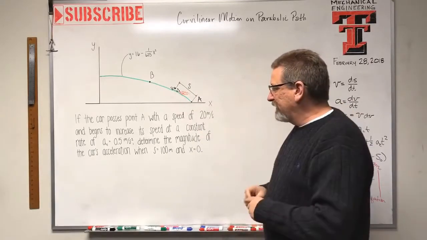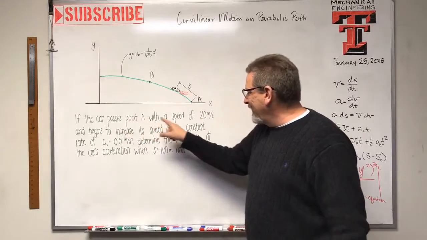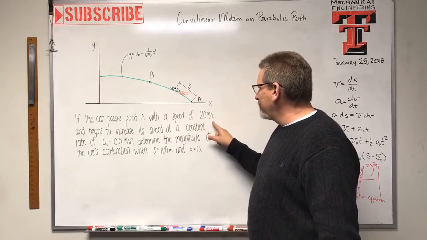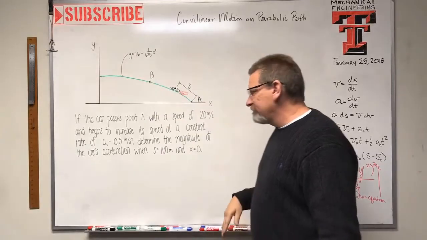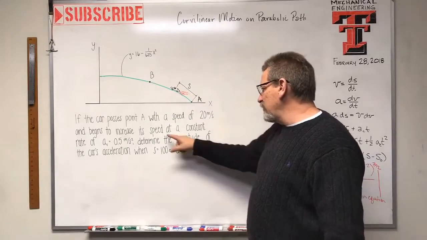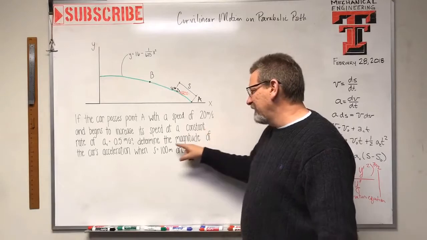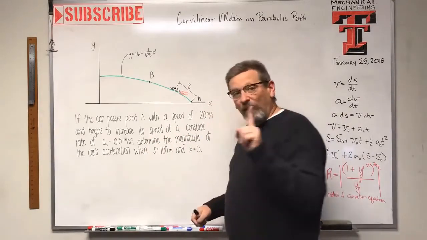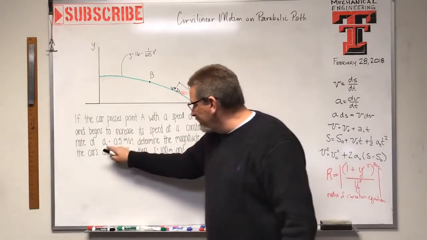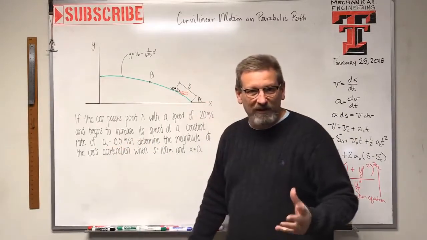Let's see what this problem says. If the car passes point A with a speed of 20 meters per second, so here's point A, and it's going up this hill, and begins to increase its speed at a constant rate of 0.5 meters per second squared. Now, number one, that's good. It says constant acceleration. So what does that mean?